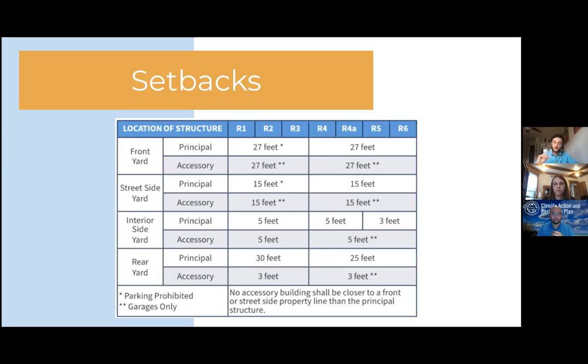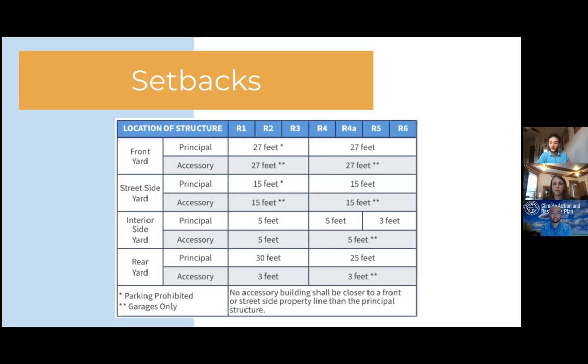So to break this chart down a little bit, if you're building an attached or interior accessory dwelling unit, anything that's part of or connected to your main residence, then the principal structure setbacks, which you'll see here, apply. So if you were to add on to your existing house and that attached ADU would be connected to your main house, then your primary residence with your attached ADU, say for R1 to R3 districts, would need to be 27 feet from the front yard lot line, 15 feet from the street side yard lot line, 5 feet from an interior yard lot line, and 30 feet from the rear yard lot line.